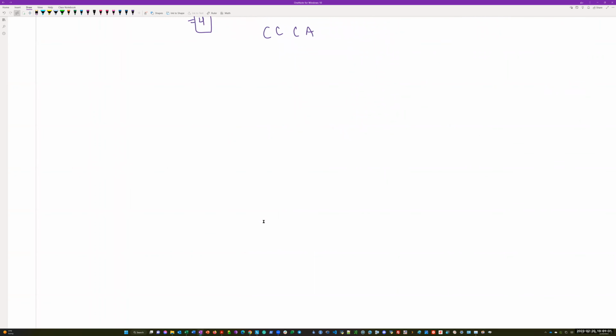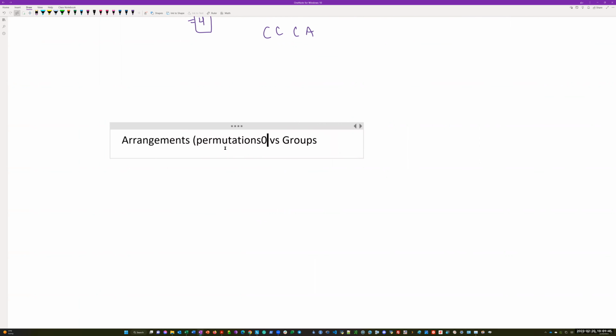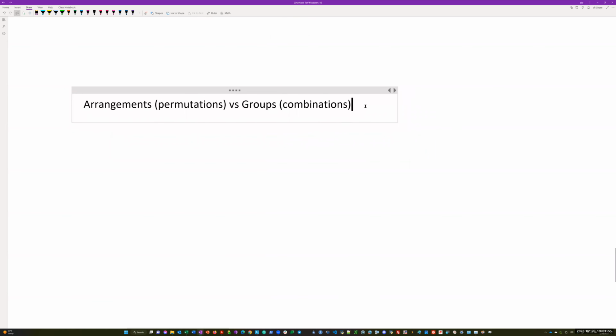So they're going to start talking about these things, permutation versus combination. Permutation just means arrangements, versus groups. They start calling arrangements permutations, and they call groups combinations. With permutations, the order matters. With groups, the order does not matter, in which you put the thing into the group. Does that make sense?